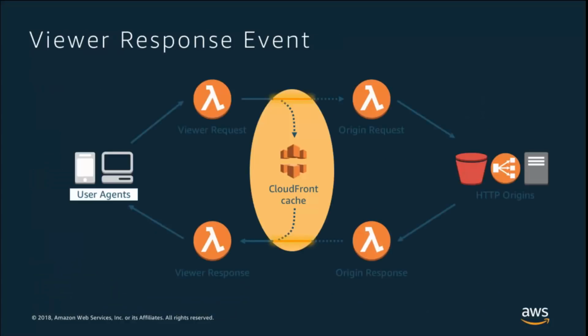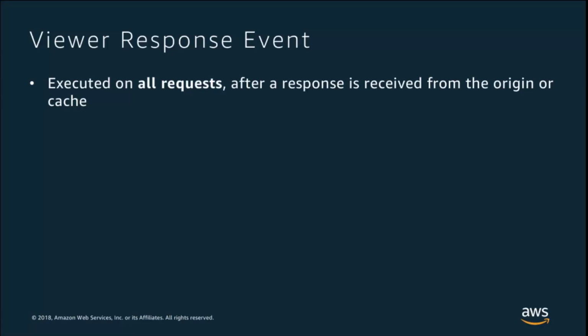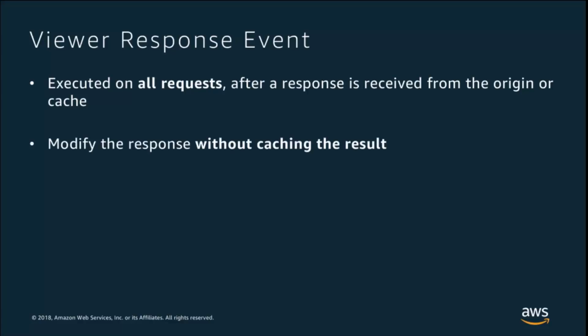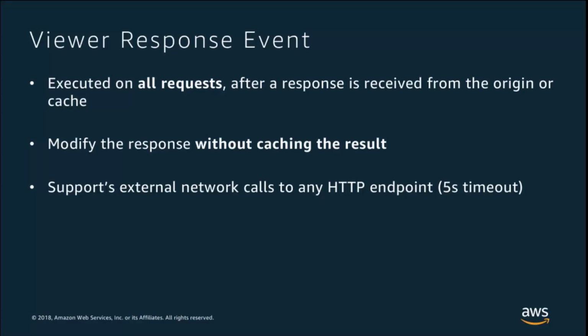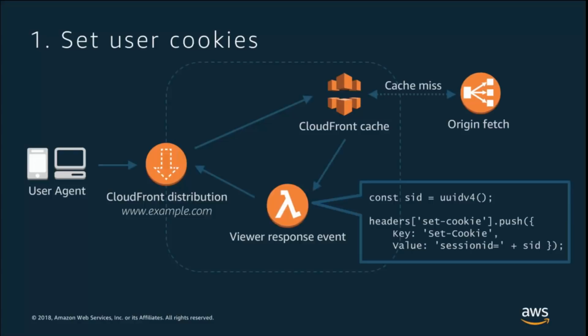And the last event we have in the flow is the viewer response. Viewer response gets triggered for all requests, and it gets triggered in the response path after the caching is done. If you make any changes to the response at the viewer response, it would not be cached because it happens after the cache. You can make network calls, and the functions you define can have up to 128 megabytes in memory.